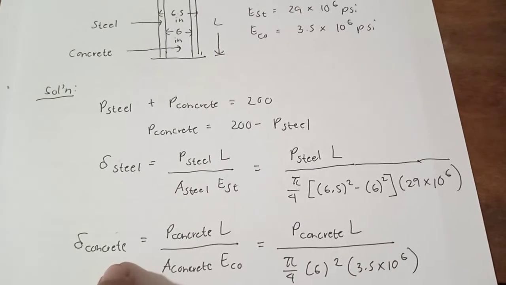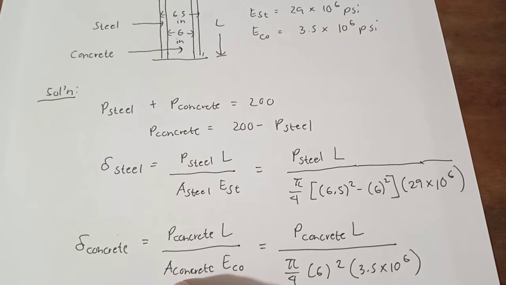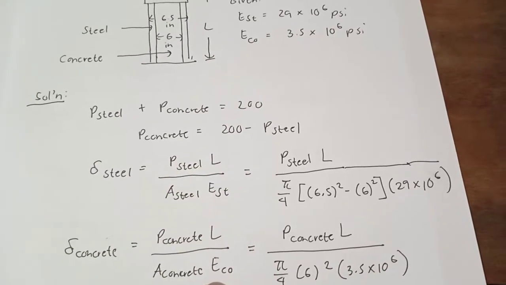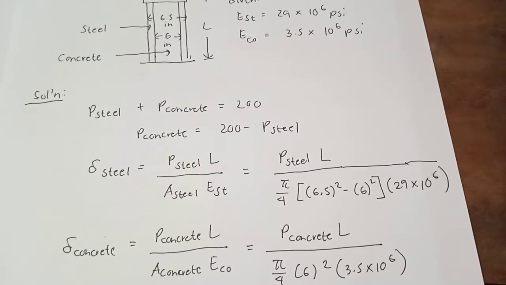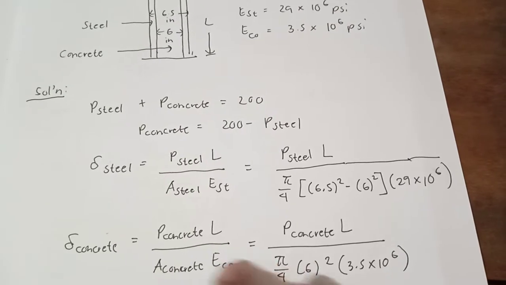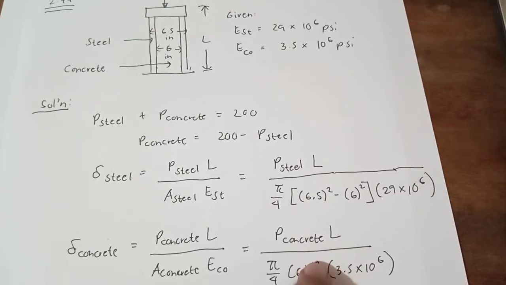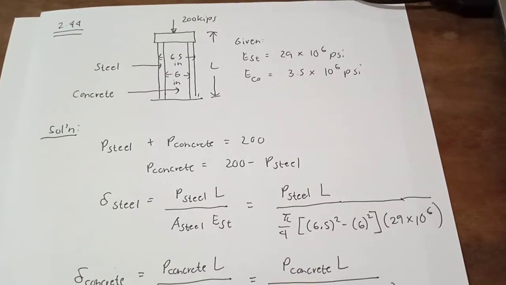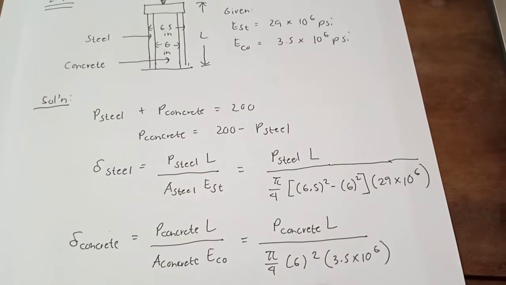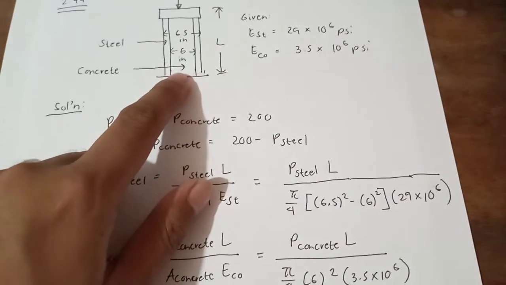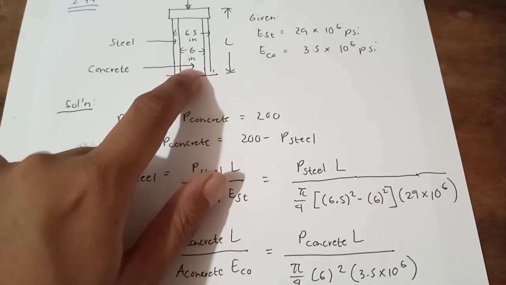Here comes the deformation of concrete. The deformation of concrete is equal to P concrete times L over AE, similar to steel. It is also PL over AE, which is the general equation for deformation. We represent all the values for concrete: P concrete multiplied by L, with the common L that is not given, so we take it as it is, and then over A concrete, the cross-sectional area of concrete. It has a diameter and is located at the middle, encased inside the steel.